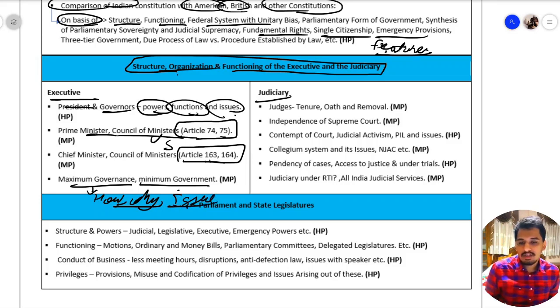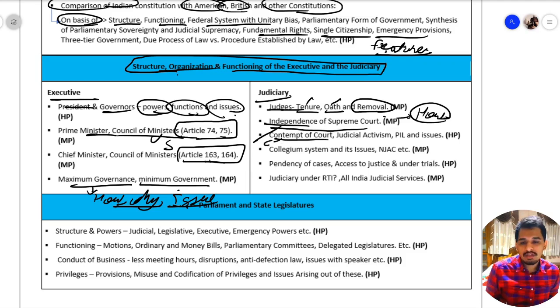Then we have the judiciary. In this we have judges, the tenure of judges, oath of judges, and how they are removed. Then we have independence of the Supreme Court. How is it ensured in the Constitution? What are the various provisions in the Constitution which ensure independence of the Supreme Court? Then we have contempt of court. In this we have civil and criminal contempt.